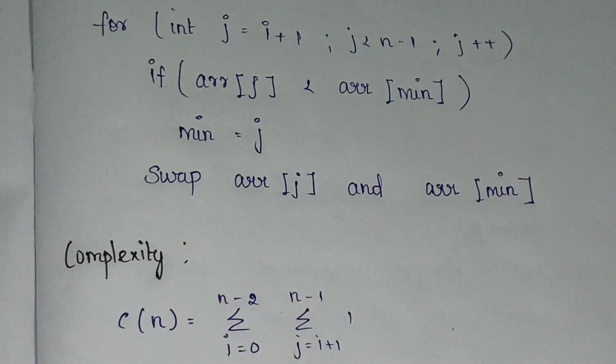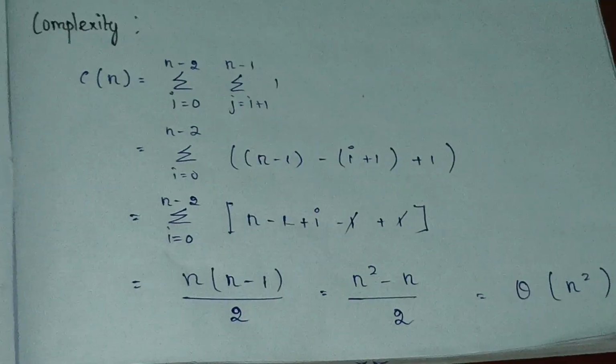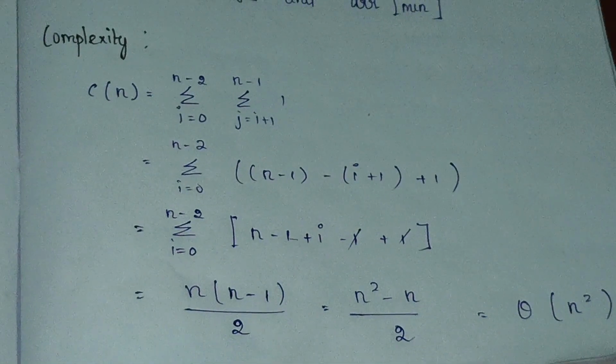Now let's look at the complexity of this selection sort. We will have 2 summations because we have 2 for loops in our code. In the first for loop we have i equal to 0 to n minus 2, so we write that as the first summation, and in the second summation j equal to i plus 1 to n minus 1. Expanding this summation, upper limit minus lower limit, we get n minus 1 minus i plus 1.